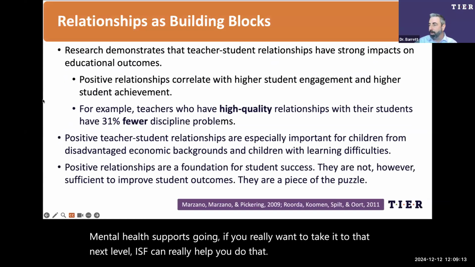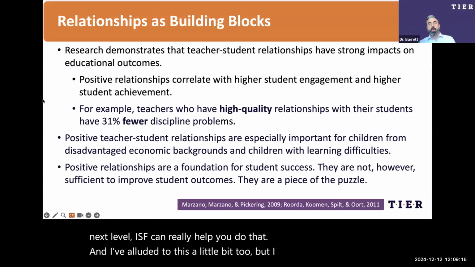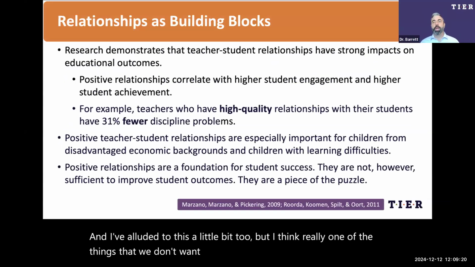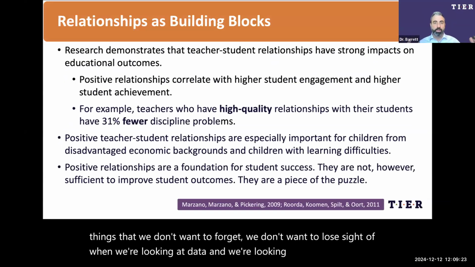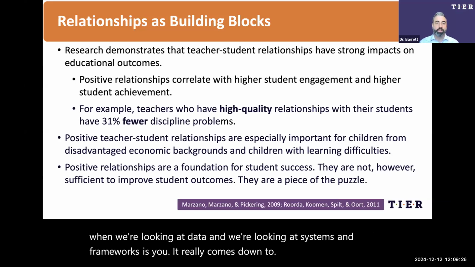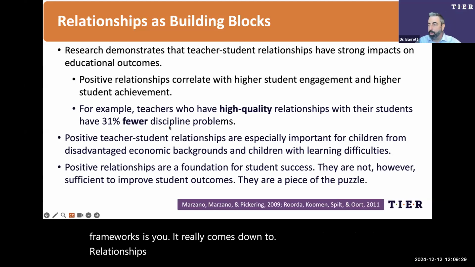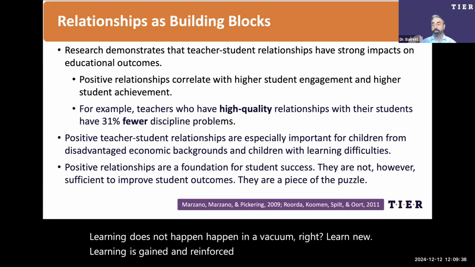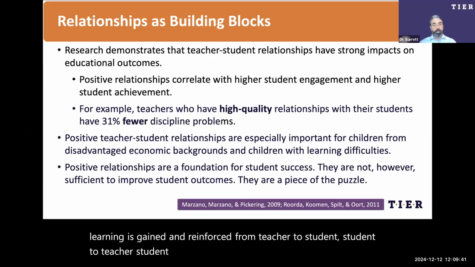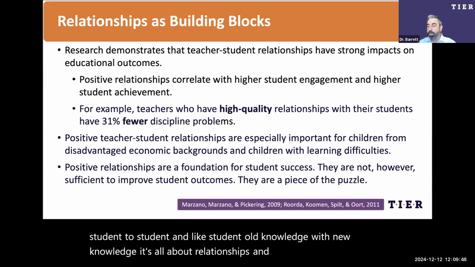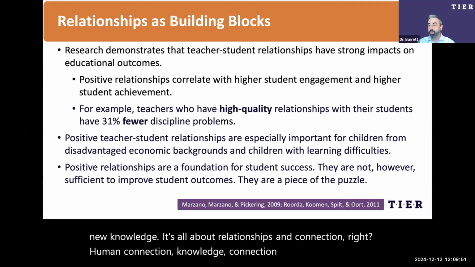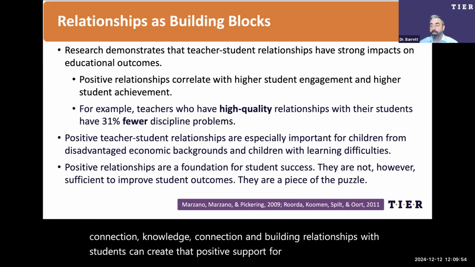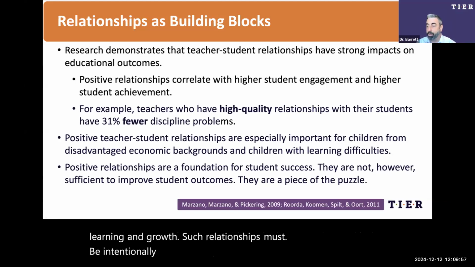And I've alluded to this a little bit too, but one of the things we don't want to lose sight of when we're looking at data and systems and frameworks is that it really comes down to relationships, right? All learning is really about relationships. Learning does not happen in a vacuum, right? New learning is gained and reinforced from teacher to student, student to teacher, student to student, and student's old knowledge with new knowledge. It's all about relationships and connection, right? Human connection, knowledge connection, and building relationships with students can create that positive support for learning and growth. Such relationships must be intentionally developed and nurtured.